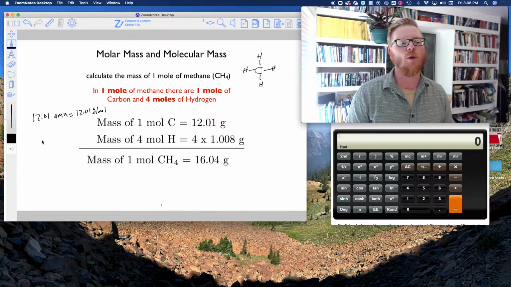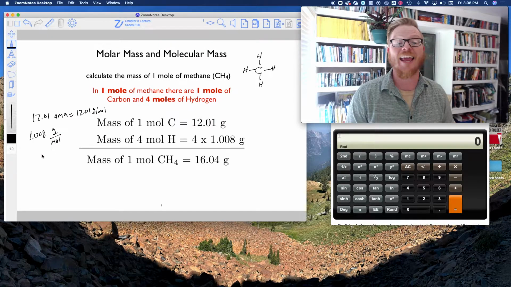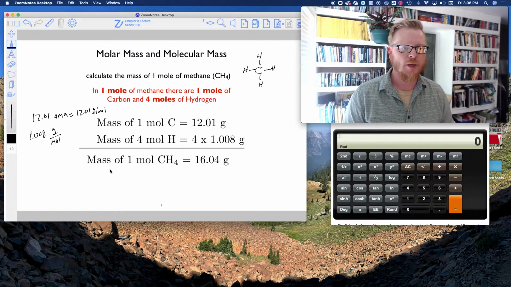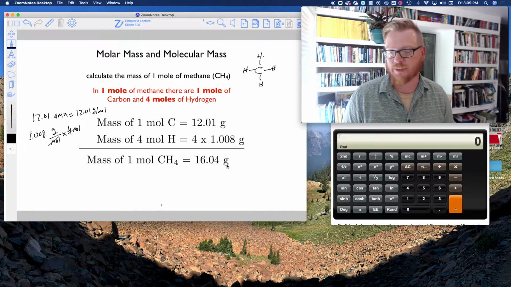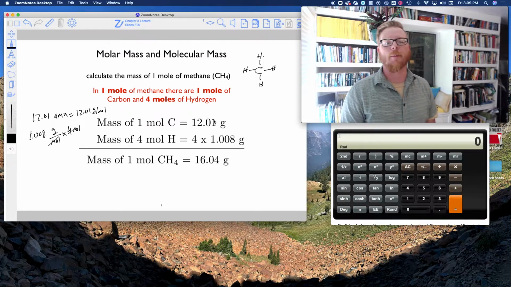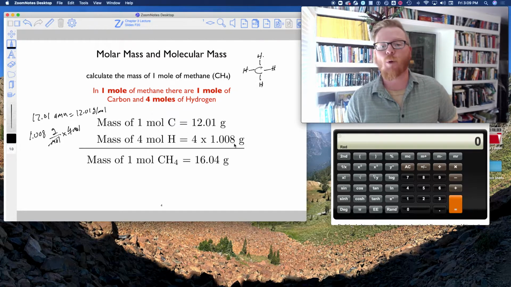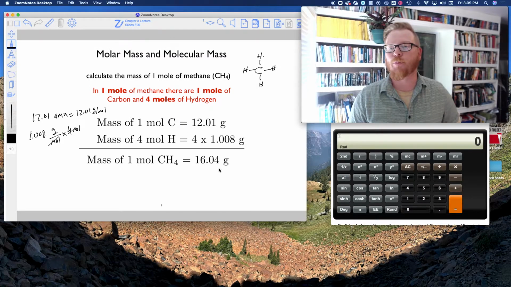Well, the mass of 1 mole of hydrogen on the periodic table, hydrogen is 1.008 AMU, which is the same thing as 1.008 grams in 1 mole. Okay, so look, check this out. If I say times 4 moles, because there's 4 of these things, then the mole and the mole cancel, and I get the total mass of how many moles of hydrogen I have, in this case times 4. And then now I add all of this up. 12.01 plus 4 times 1.008 gives me 16.04 grams for 1 mole of CH4.